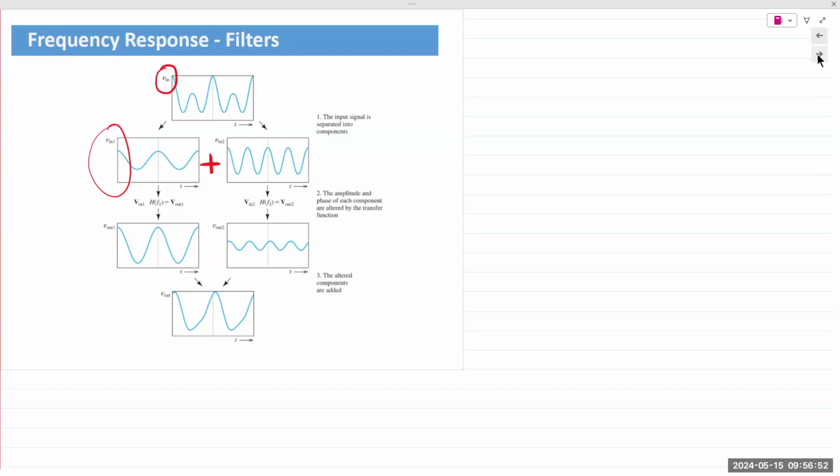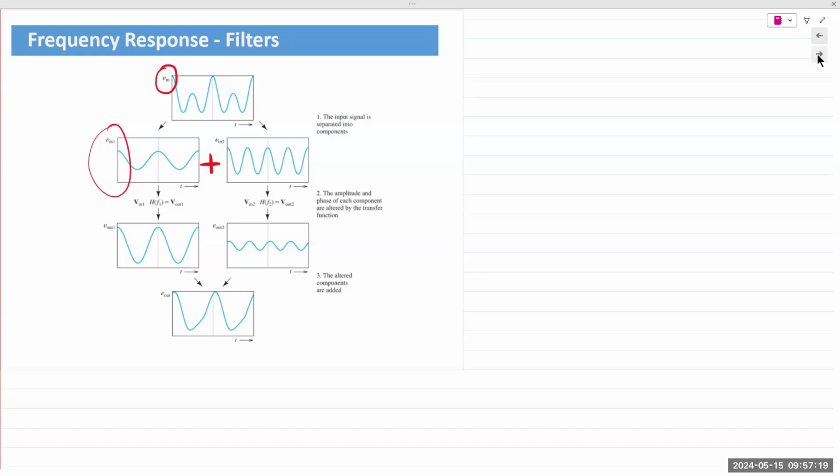So when we say V in 1 and V in 2, they could have different frequencies, different voltages, different phases. The circuit could affect all three. It is not changing or altering the frequency. What it is doing is blocking the signal with those frequencies from passing through the circuit.